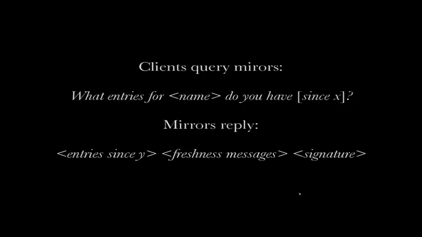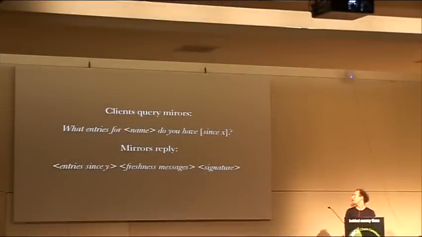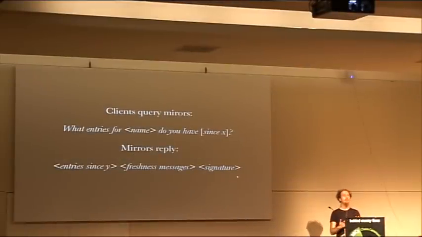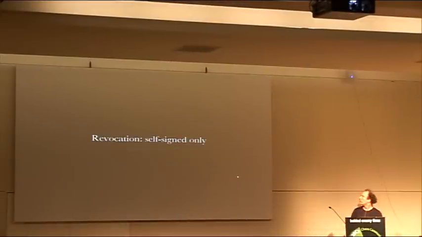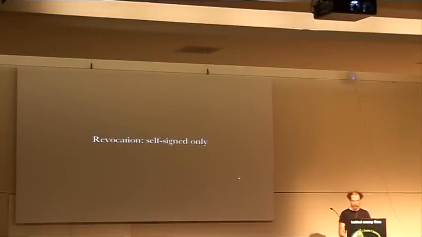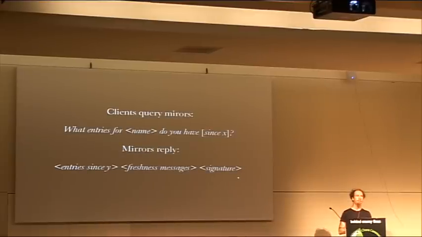You put the freshness messages in there. So you're saying, I have looked at all the timelines as of, and a list of when you looked at them all. And this is used to keep the mirrors honest. Mirrors could omit things, but the fact that they sent you a response here that omitted something and then claimed that their data was fresher than that, and then they signed it, means that you can catch them when they do this.